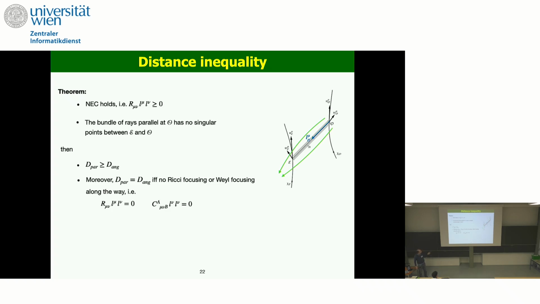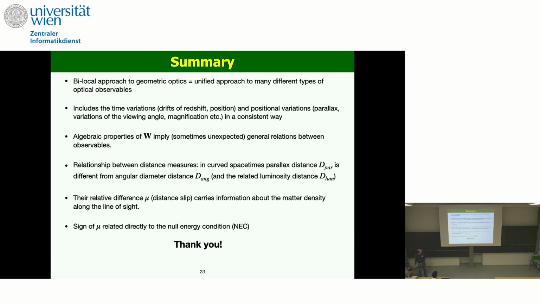Then the parallax distance has to be larger, or not smaller, than the angular diameter distance, and these guys can only be equal if there is no Ricci focusing or Weyl focusing either. In short, if the null energy condition holds, then the parallax distance has to be larger than the angular diameter distance up to the first singular point coming from O. So the relation between these two distance measures has a concrete sign.